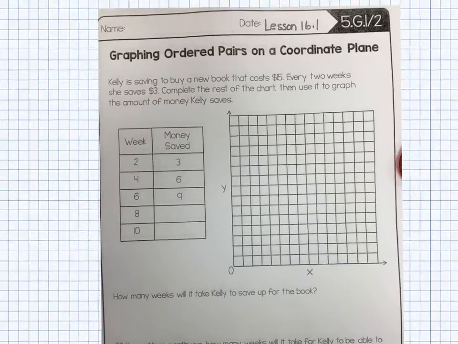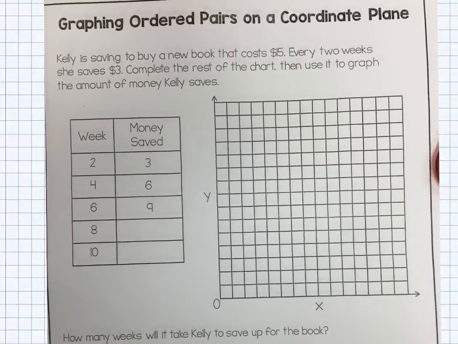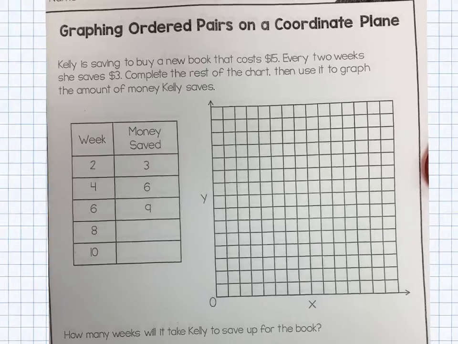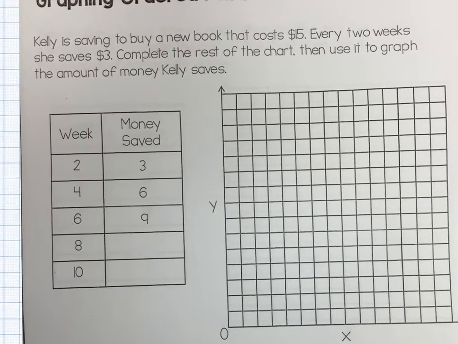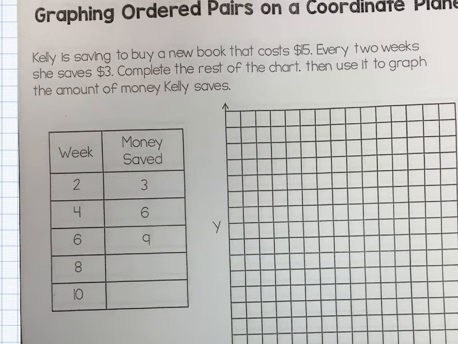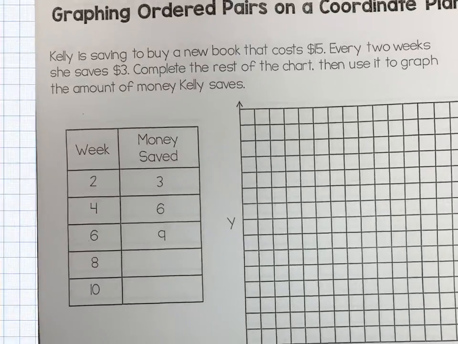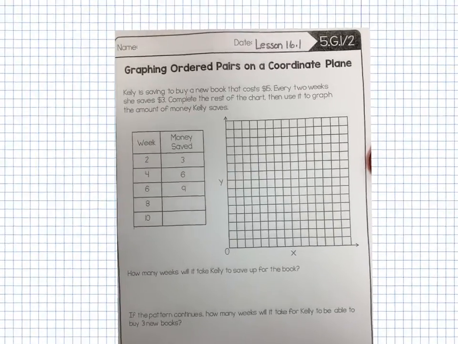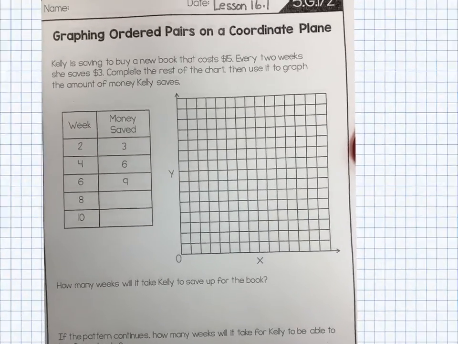Sheet in front of you. It says graphing ordered pairs on a coordinate plane. Let's go ahead and get those out. And we have a reading problem because you know we love reading problems. I'm sorry, y'all, this is a little crooked. I'm trying to turn it, but it's not letting me.